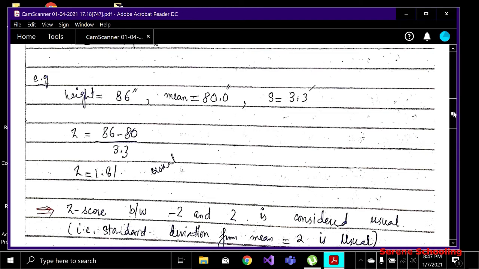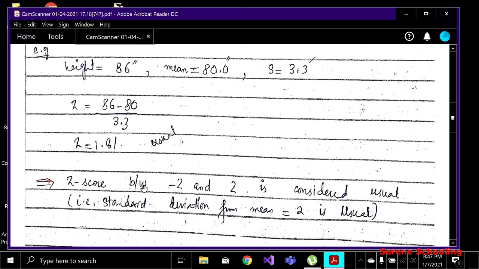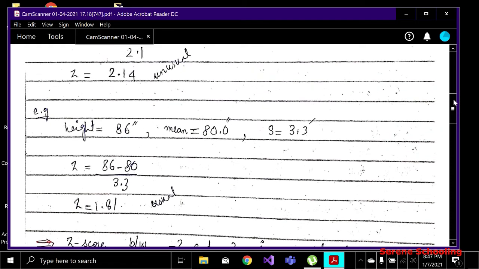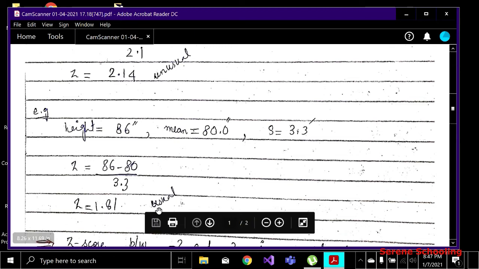Another thing about it is that a z-score between -2 and 2, this range, is considered usual. If your z-score comes in the range from -2 to 2, it is considered usual, otherwise it is considered unusual. So see over here, it has exceeded the range of -2 to 2, which means it is unusual, but here it is within 2, so it is usual.